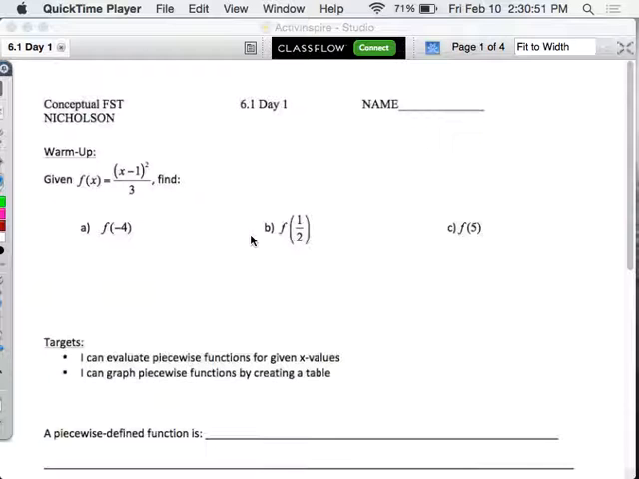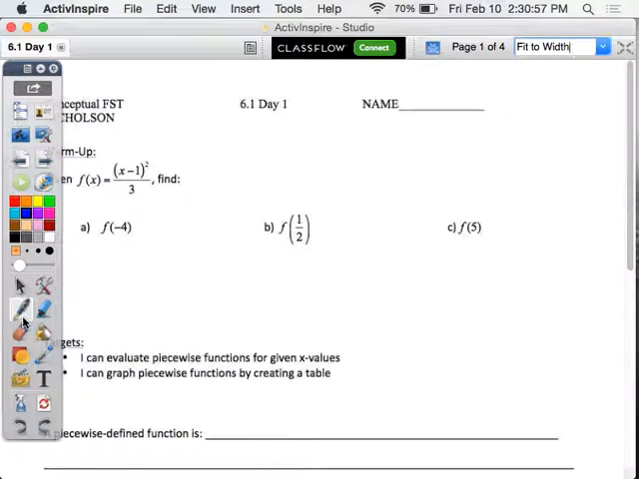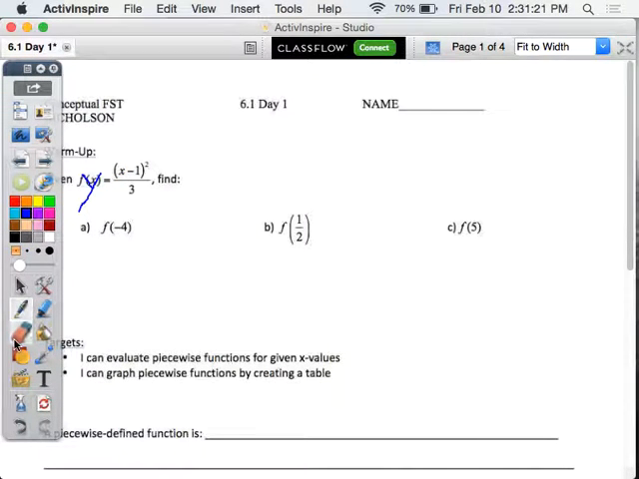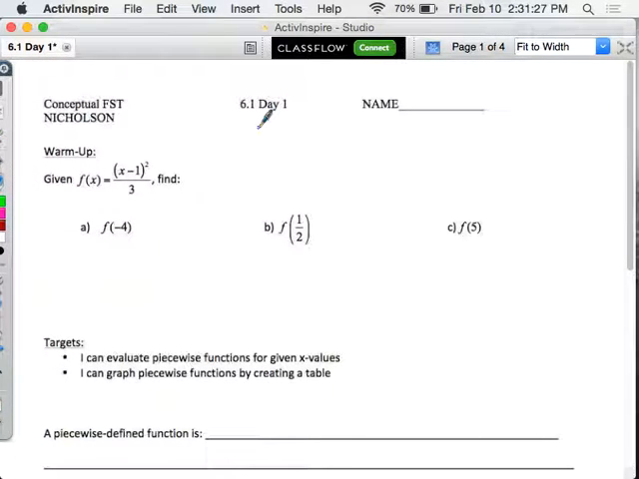So reviewing, f of x is just a fancy way of writing y equals. So if we have f of x equals (x minus 1) squared over 3, and it says find f of negative 4, f of 1 half, and f of 5. All this means to do is plug these numbers in to the equation for x. All right, so let's do that. It says find f of negative 4. So that means find the value of this function if we plug in negative 4 for x.